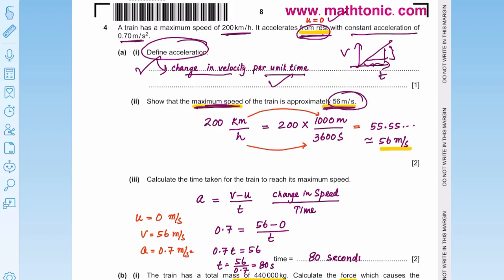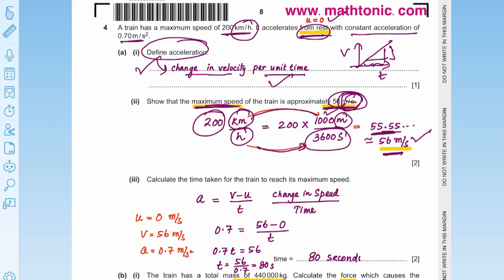Right now I told you that a speed of 200 kilometer per hour is given, right? I need to convert this into meter per second only. So how to convert kilometer to meter? 1 kilometer is 1000 meters, and 1 hour equals 3600 seconds. So what I'm getting is 55.55, which equals 56 meter per second, up to two significant figures. This is a simple question when you convert kilometer per hour to meter per second.